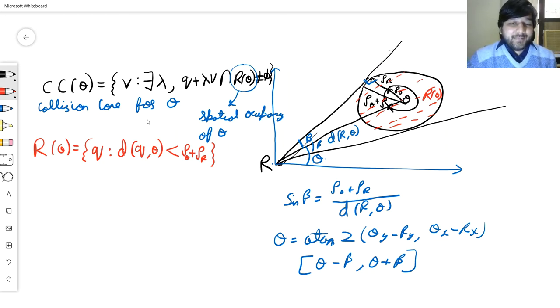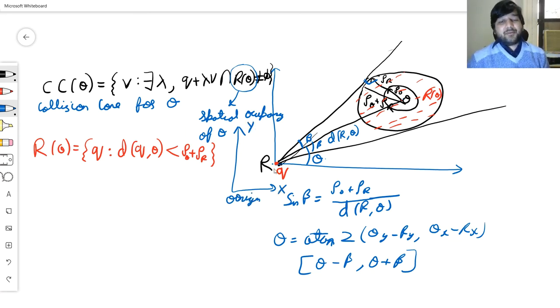All that I say is that any vector which, when extended from Q, the position of the robot R that I'm planning, goes inside the obstacle. Here's the origin, that's the x-axis, that's the y-axis. So Q plus a random unit vector here, if I extend this up, it should go inside the obstacle. That's my definition of a collision cone.